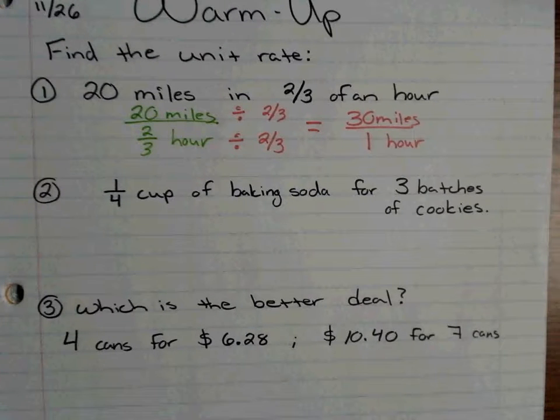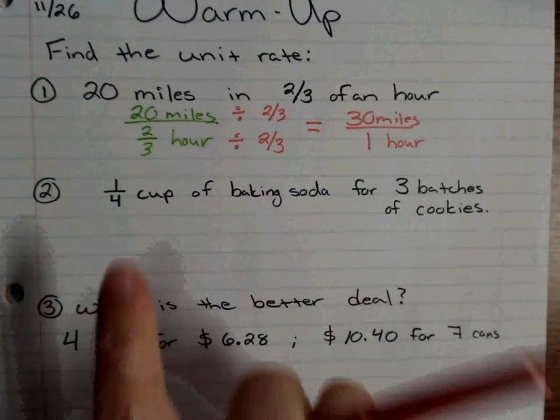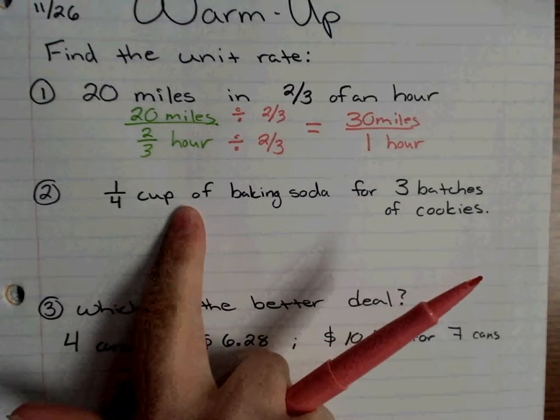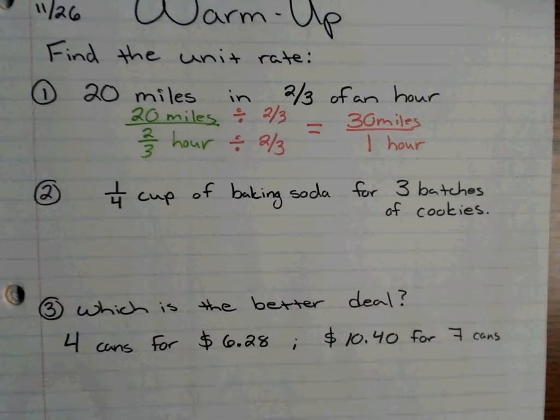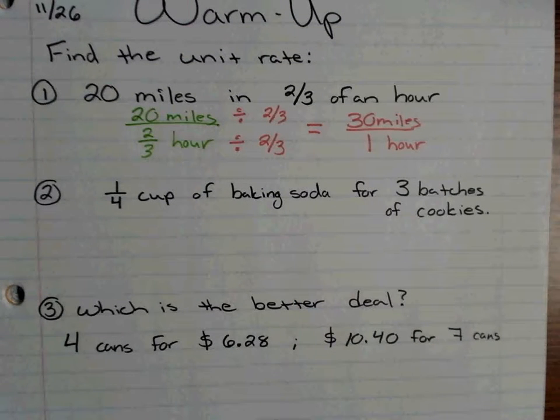Okay, for problem number 2, we have 1/4 of a cup of baking soda for 3 batches of cookies. What is that unit rate going to be? Darius? Not 12 cookies. Dylan? 1/12. What? Cookies? Not cookies. Batches of cookies. Not batches of cookies either. So we have to read it in the terms of what it is.